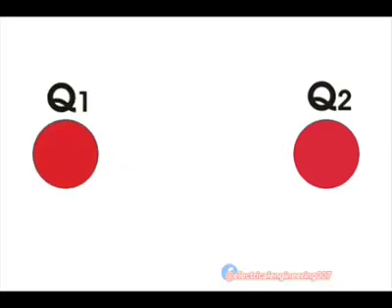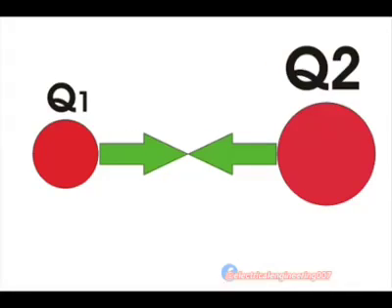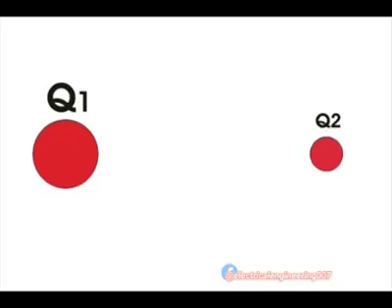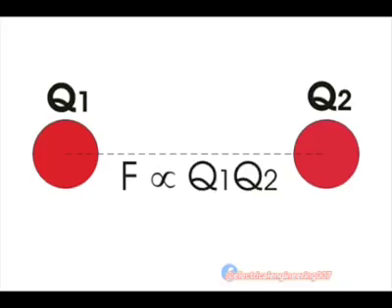Similarly, if you increase the charge Q2 keeping Q1 unchanged, the force between them is again increased. If you decrease the charge Q2 keeping Q1 unchanged, the force is obviously decreased. According to Coulomb's law, force F between them is directly proportional to either Q1 or Q2, or in other words, F is proportional to the product of Q1 and Q2.